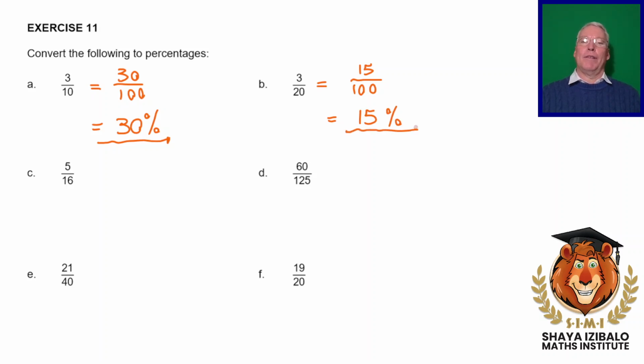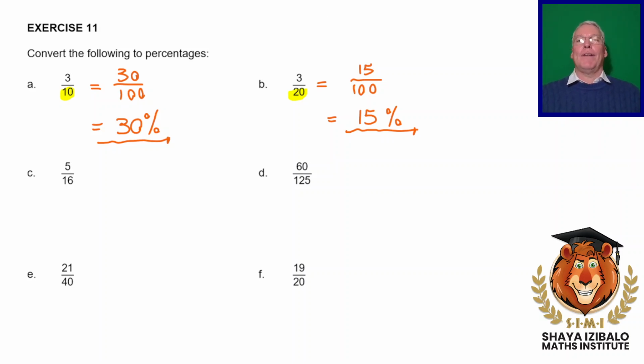Just a quick look at this because it's interesting. This one is half the size of that one, right? When we double the denominator of a fraction, the bottom of a fraction, the fraction actually gets half the size. So it gets halved. If we double the denominator, the fraction actually halves.